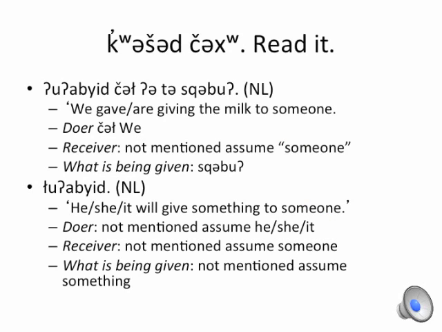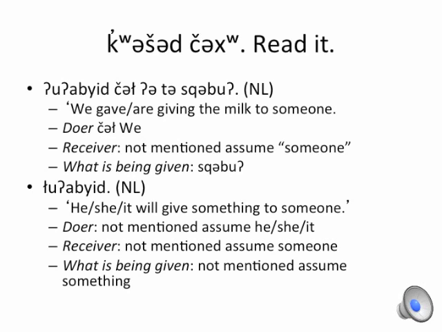So for more practice, we're going to break down these sentences. O abid chash ataskabo. We gave or are giving the milk to someone. The doer is chash, we. The receiver isn't mentioned. There's no T there. So the receiver is someone, and what is being given is skabo.